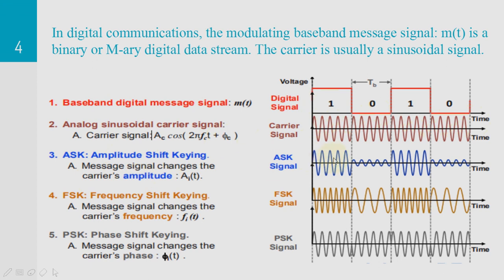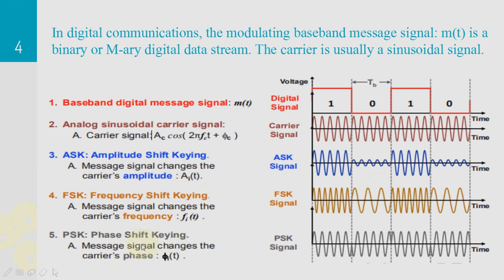The third signal is nothing but the ASK, where the carrier is available for the 1 bit and it is 0 for the 0 bit. So this is the ASK, where the message signal changes the carrier's amplitude. In the FSK scheme, the message signal changes the carrier's frequency. So for the 1 bit, the high frequency is available, and for the 0 bit, the low frequency is available.